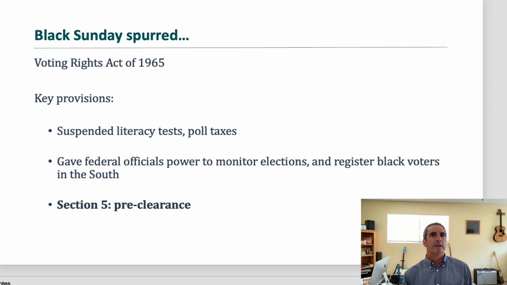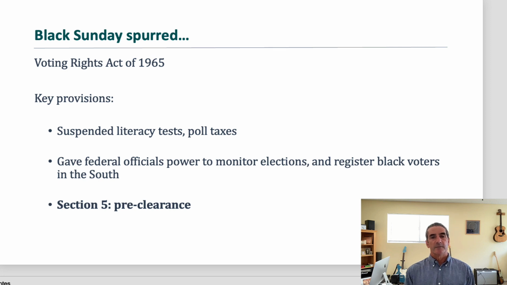They had to get pre-clearance, prior approval to change anything, to close a polling place, to change the hours of the polling place, to make any change to the ballot procedures. Any change at all in the voting process had to be cleared ahead of time before it could be implemented. And it had to be cleared by either a federal court or a federal government agency. And that federal entity had an eye toward examining this proposed change to see whether or not there seemed to be some sort of discriminatory intent behind the change.